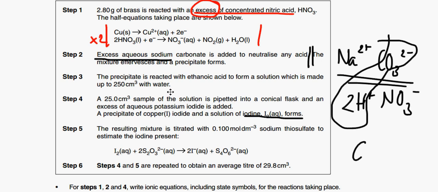Pretend we've got 250 centimeters cubed solution. What we're going to do, we're going to pour 25 centimeters cubed of that solution, and that's important because we are only using 1/10 of the moles which are in that volumetric flask. So keep that in mind.